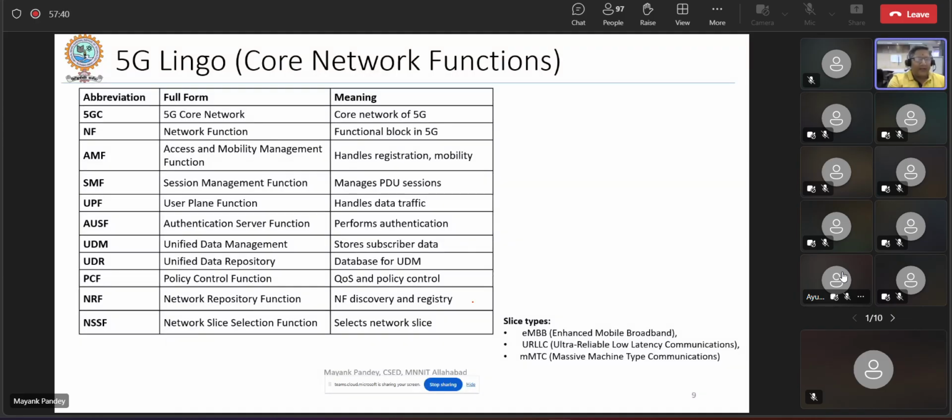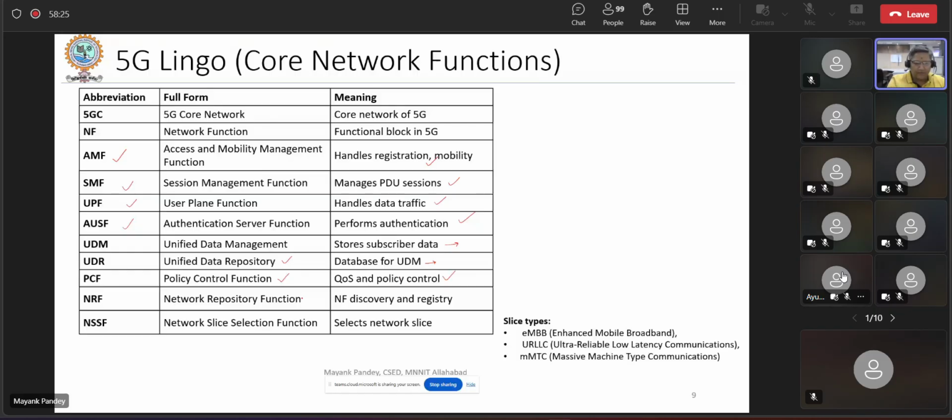Now these are the core network function names. AMF, I told you, access and mobility management function, handles registration and mobility. SMF is session management function, manages PDU, protocol data unit sessions. UPF is user plane function, handles data traffic. AUSF is authentication server function. ये authentication के लिए है. UDM is unified data management, stores the subscriber data, like HSS. UDR is unified data repository. This is a database for UDM. PCF is policy control function. It was PCRF in 4G, QoS and policy control.